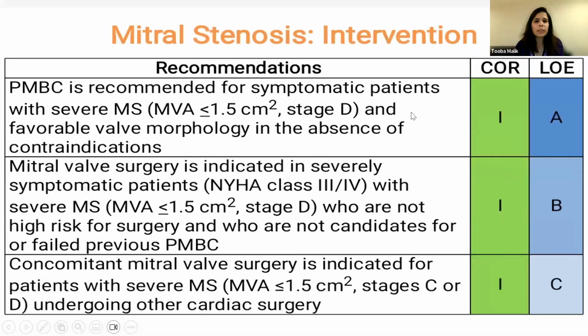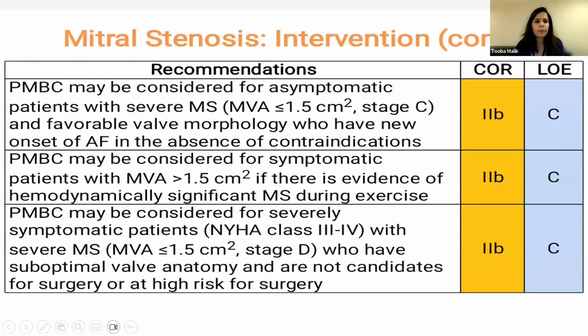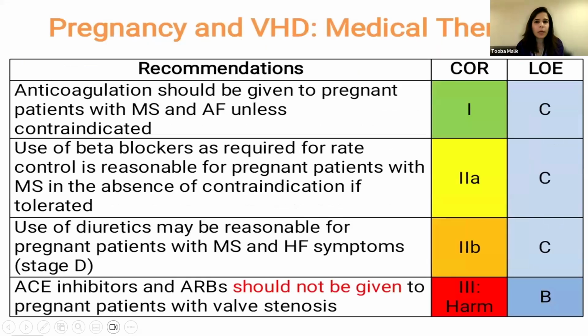What I wanted to show you basically is the one with pregnant females that is quite interesting. Here. So pregnancy and valvular heart disease medical therapy. So for instance, you have anticoagulation. It should be given to pregnant patients with MS and AF unless it is contraindicated. So that's one thing. Use of beta blockers are required for rate control. It is reasonable for pregnant patients with MS in the absence of contraindications if tolerated. Class 2A indications. So class 2A means, okay, you can give them, but you have to have a risk and benefit discussion with them. You need to have close monitoring.